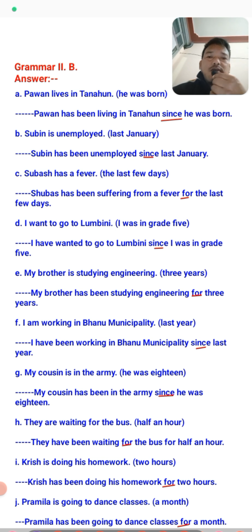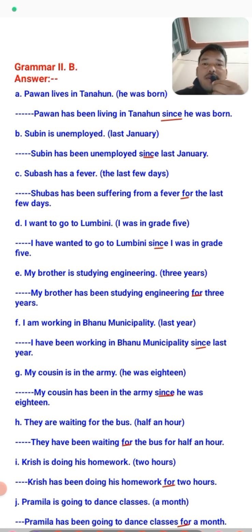Then what preposition will we use here? A time preposition, since. Second, Subin is unemployed, last January, again a definite time. Subin has been unemployed since last January. Here in the first sentence we are using the present perfect continuous tense, has been and have been. Yes, students, sometimes we have used here a passive form of the perfect continuous.